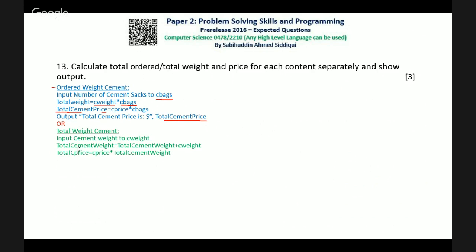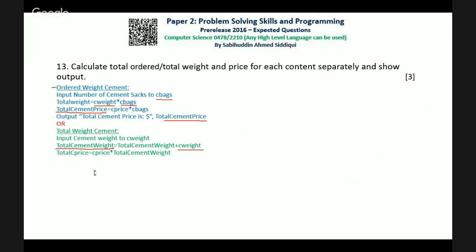Now if you're calculating the overall weight, the whole weight during a day, during the session, let's suppose, input cement weight to C weight. Now you can see the difference. Total cement weight equals total cement weight plus C weight. That means it will keep on adding until the program is terminated. Let's suppose you have sold hundreds of thousands of C weight, that means hundreds of thousands of cement weights you have entered, and now the total cement weight will be calculated here, and then you have the total cement price equals cement price, let's say $3, multiplied by total weight, you will get the output, right?